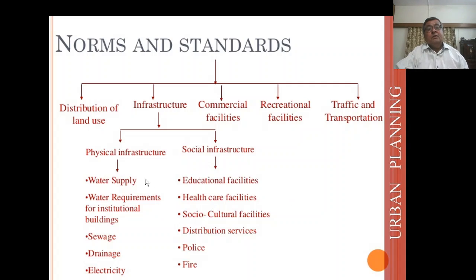Now let's see physical infrastructure UDPFI guidelines. So physical infrastructure and social infrastructure. In physical infrastructure, we come on for water supply, water requirement for institutional buildings, sewage, drainage, electricity, and solid waste disposal. In social infrastructure, educational facilities, healthcare facilities, socio-cultural facilities, distribution services, police and fire.